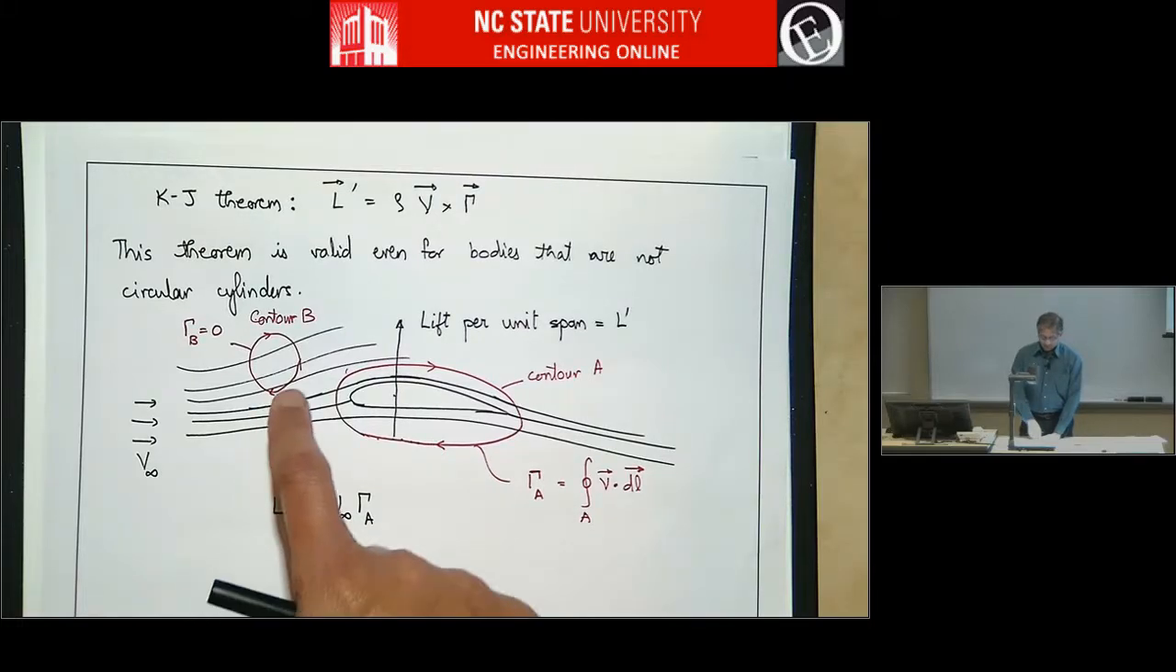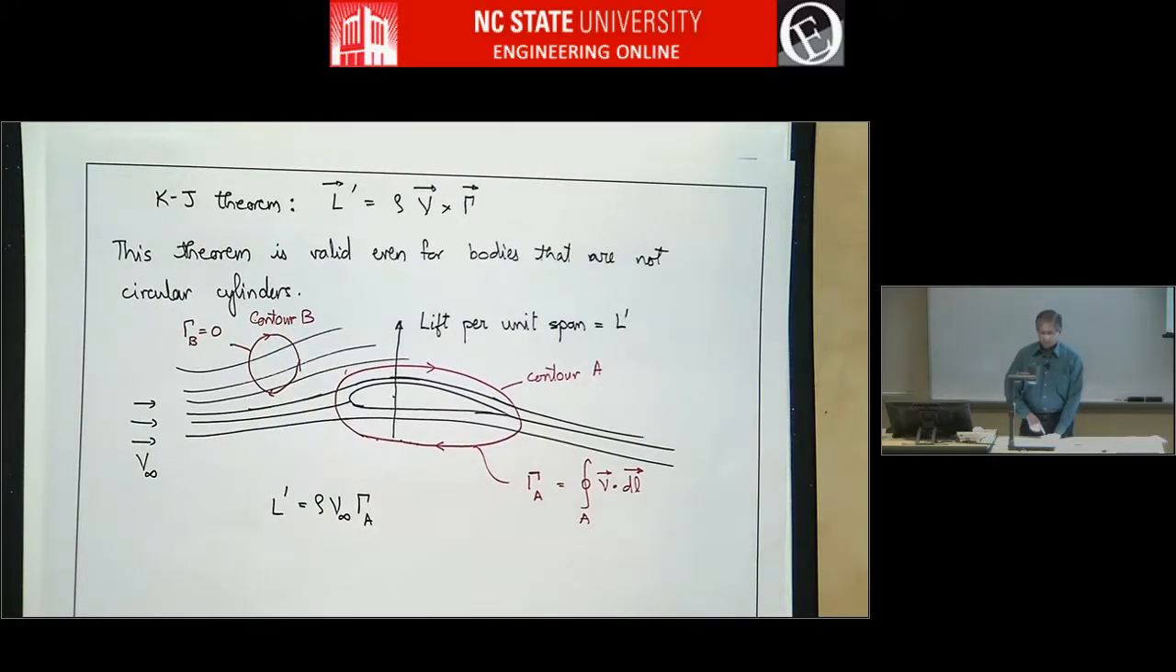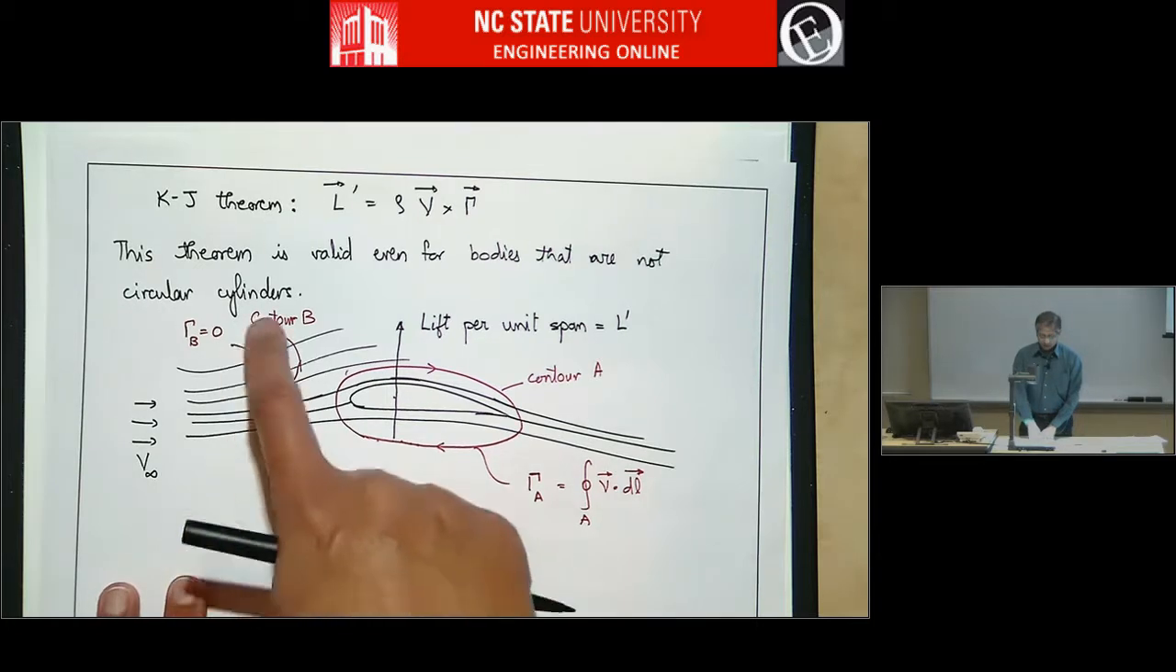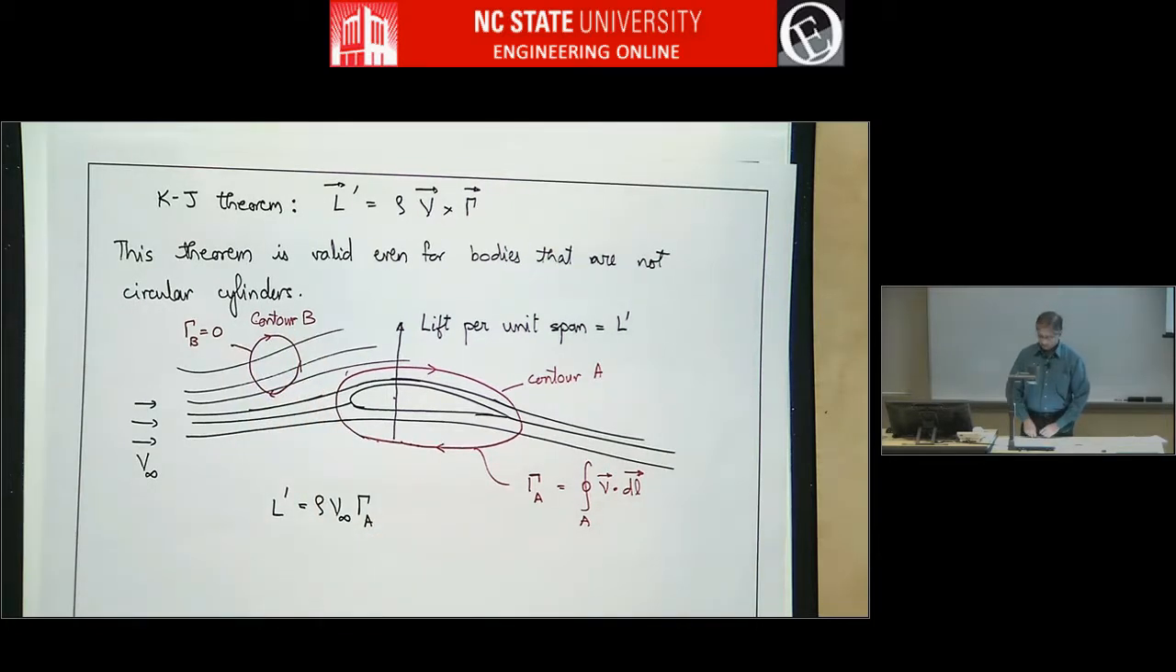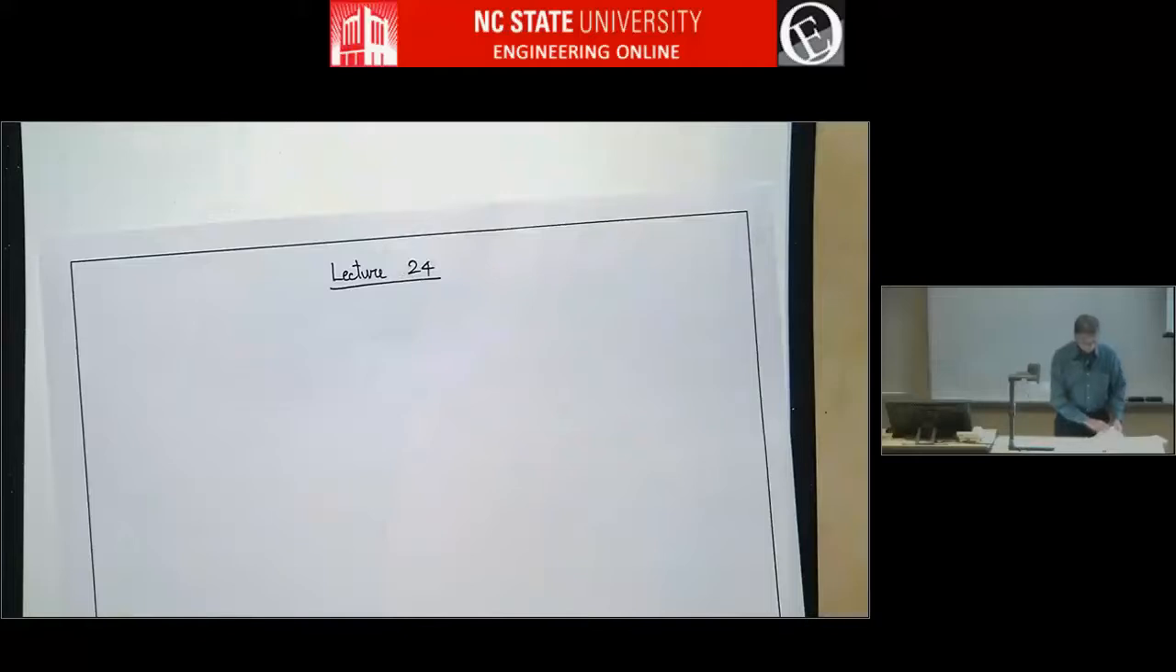And likewise, if you take a contour around some region, and inside that region there is no lift producing object, then the circulation will also be zero. So if you take a contour like this, for example, circulation is zero. Okay, so that's kind of where we stopped.